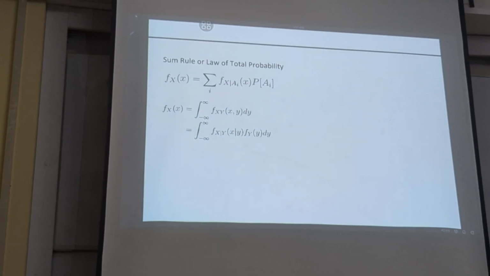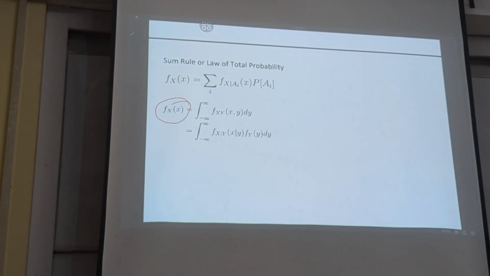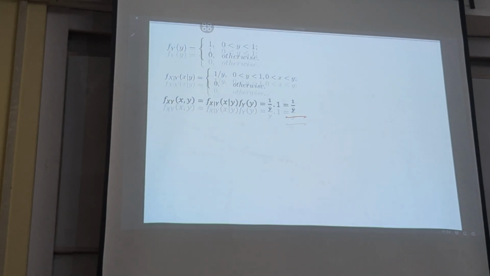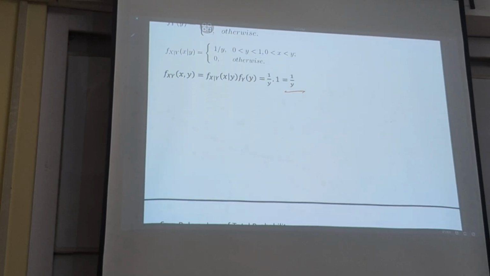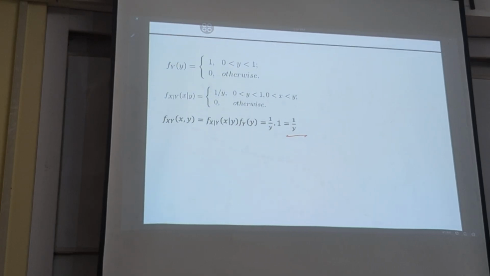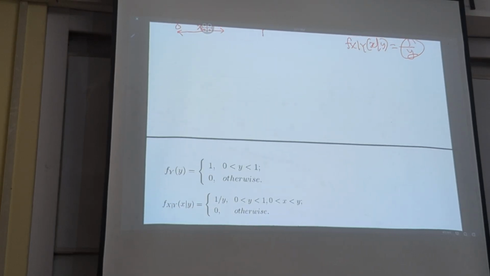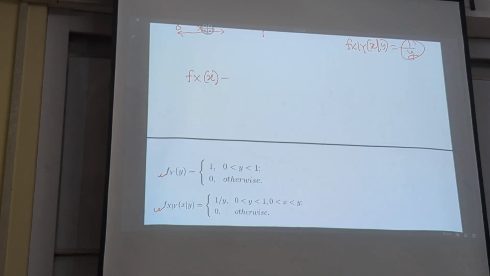Example. The example says the marginal PDF of x can be calculated from the conditional PDF of x and from the marginal PDF of y. So from here, once this one is given and this one is given, we can calculate the marginal PDF of x. Do it.